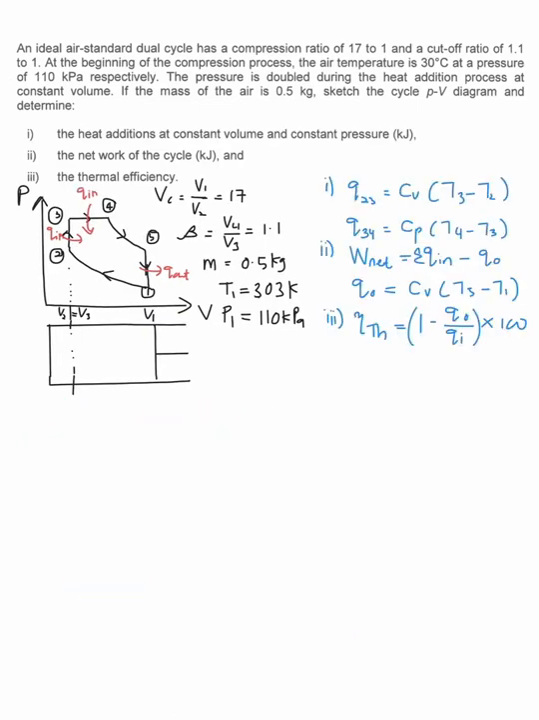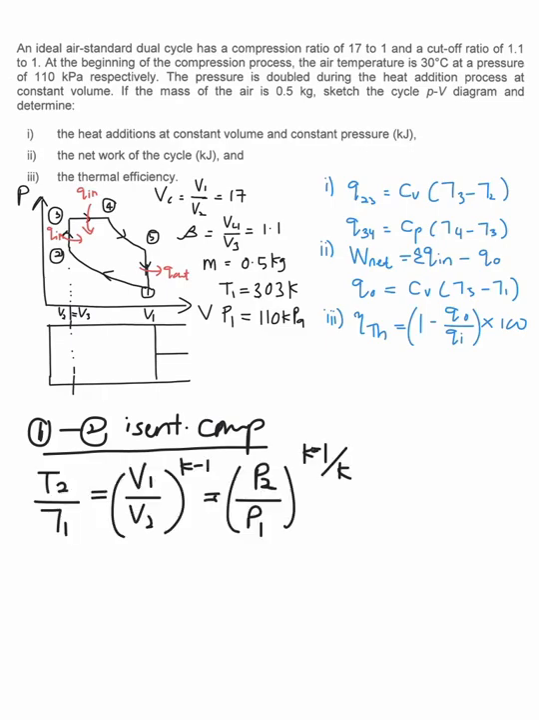So let us solve it process by process. State 1 to state 2 is an isentropic compression process. Since this is an isentropic compression process, you can use the isentropic relations. Bear in mind that we are going to find the temperature at 2 in order to solve for your heat addition at constant volume.